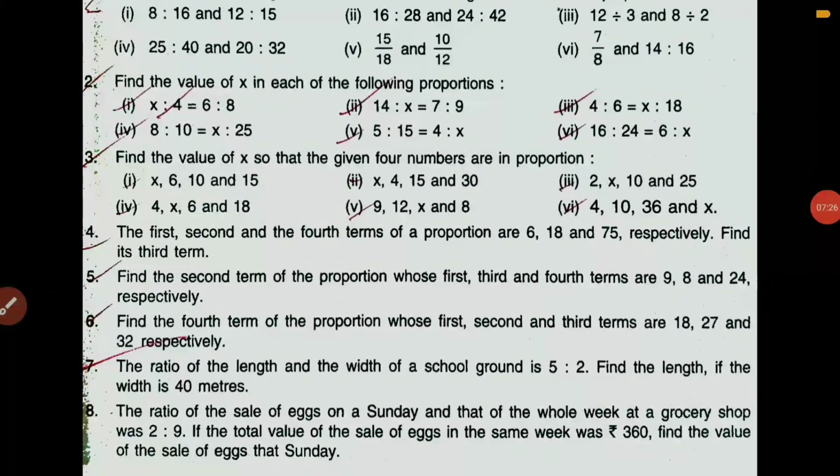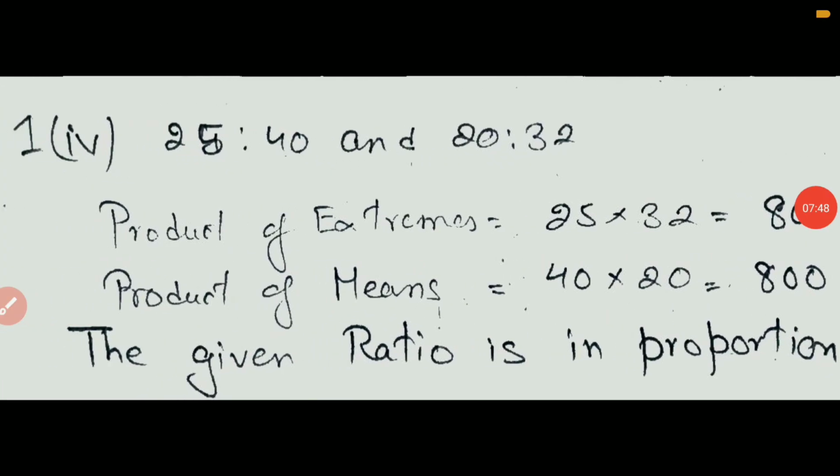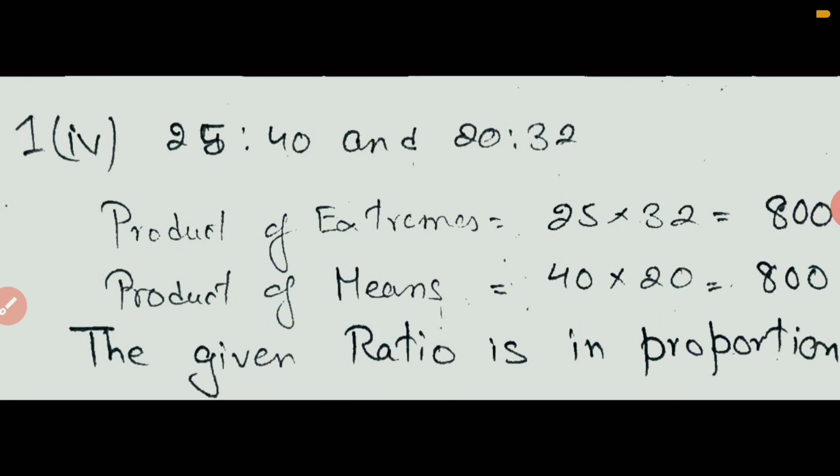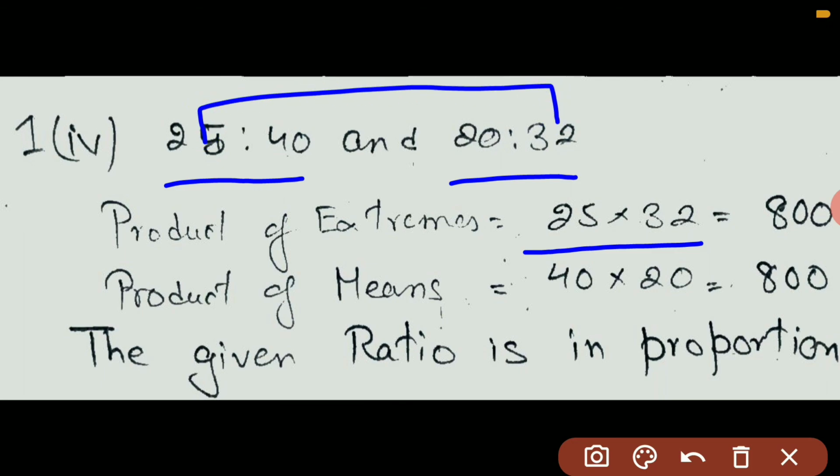Please try to do number 3 by yourself. I have done number 4. Try numbers 5 and 6 by yourself. So, the numbers which I have done are 1, 2 and 4. Please try numbers 3, 5 and 6. So, let us go to the solution of number 4. The ratio given to me is 25 is to 40 and 20 is to 32. The product of the extremes is 25 into 32, which is 800, and the product of the means, which is 40 into 20, is again 800, hence the given ratio is in proportion. Please try the other numbers.